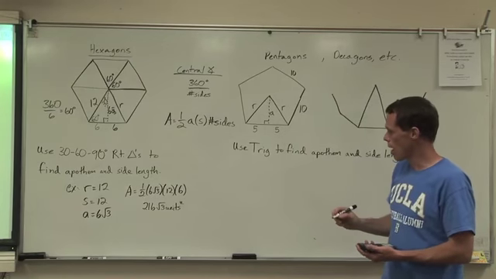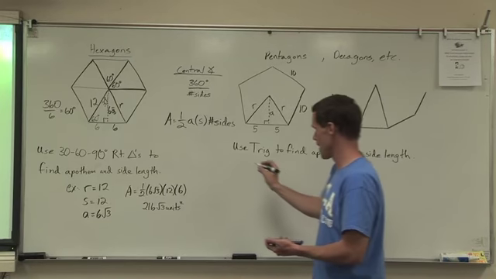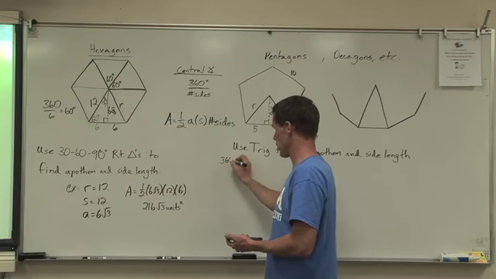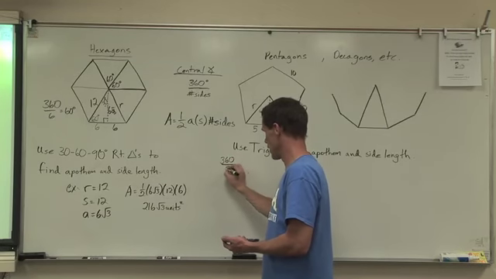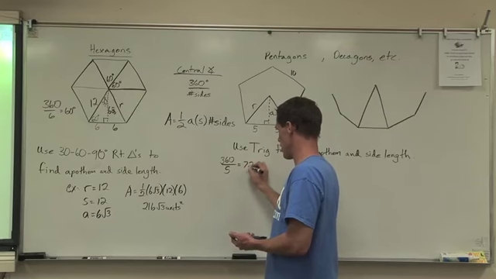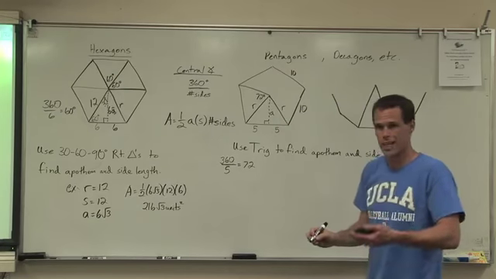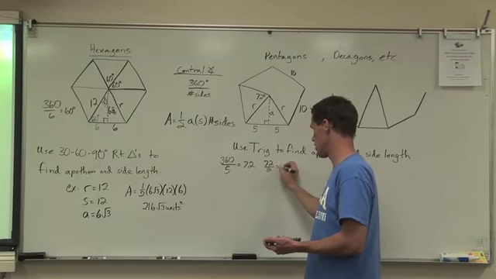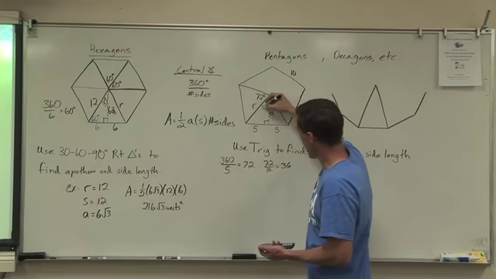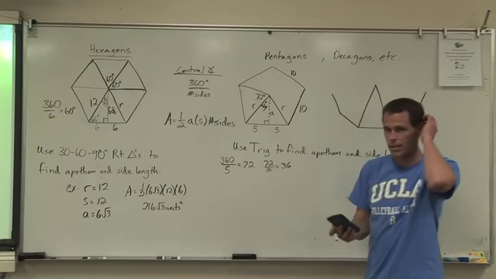Now here's where the problem comes into play. This is not a 30, 60, 90. If I take 360 and divide it by 5 sides, I end up getting 72. So this angle right here is 72. When I cut that angle in half, 72 divided by 2 is 36. That means this angle right here is 36 degrees.